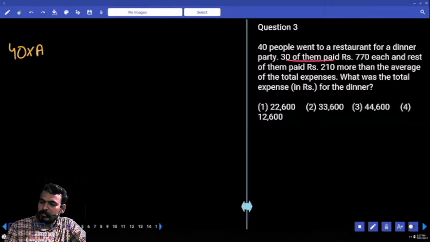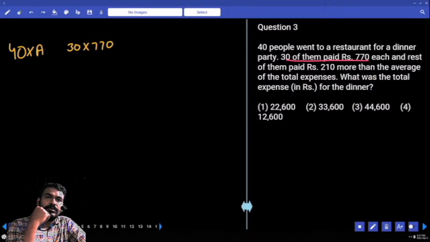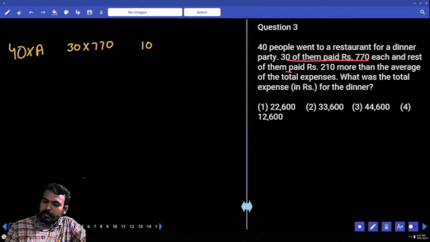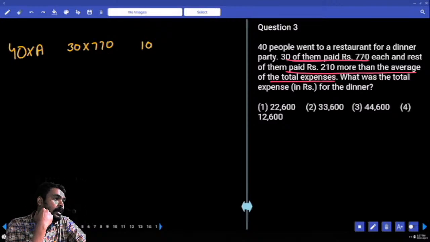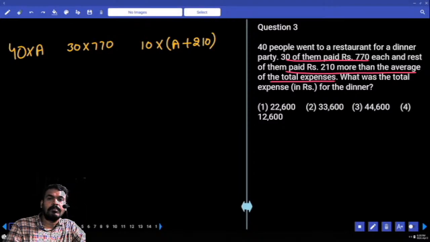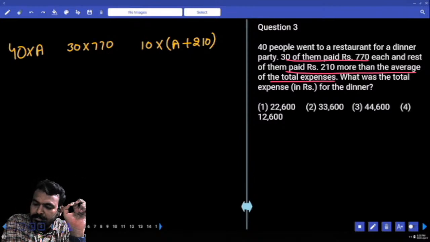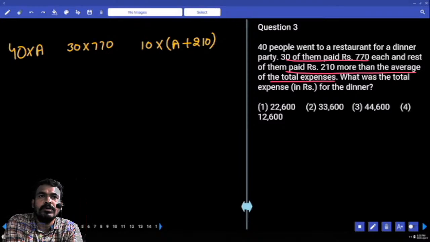Next, out of 40 people, 30 of them each paid 770. Means the 30 people sum is 30 into 770. What about the rest of the members? 10 members, and they paid 210 more than the average of the total expenses. What is the average? A. Compared to this, 210 more means each one pays A plus 210. Total 10 members, 10 into A plus 210.